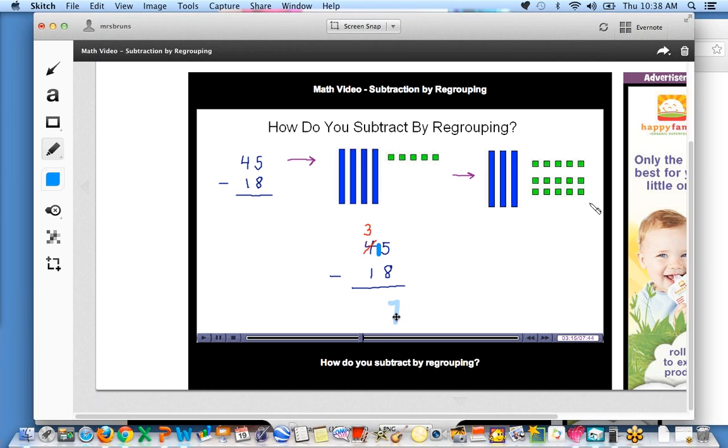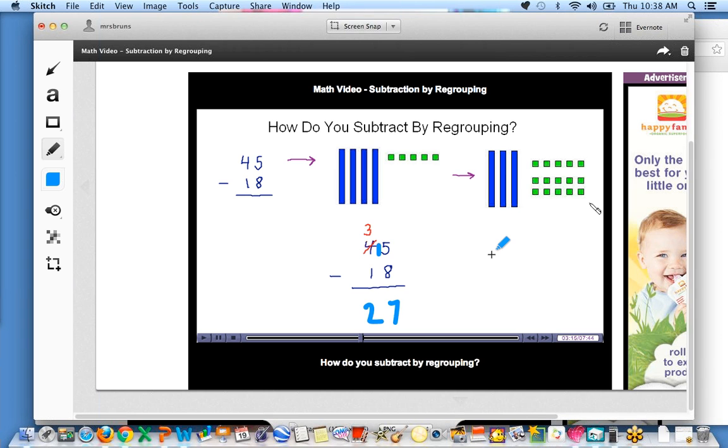Fifteen minus 8 would be 7, right? And then 3 minus 1 is 2. So my answer to that problem would be 27. Who can tell me how to check my work?